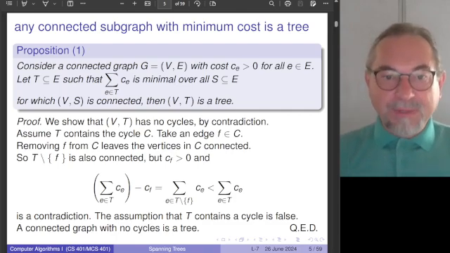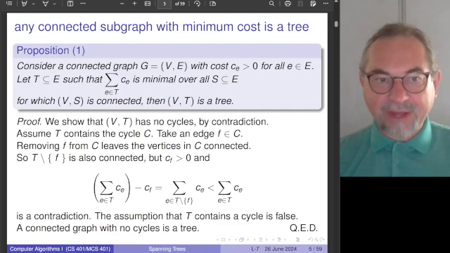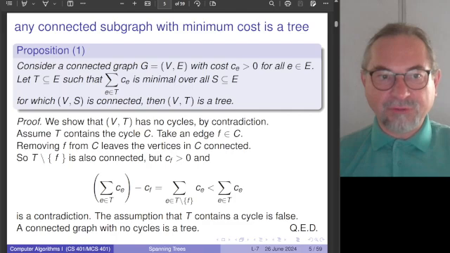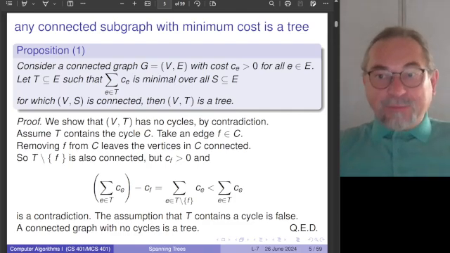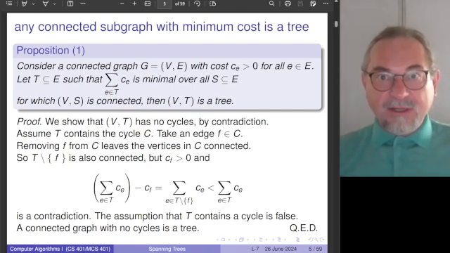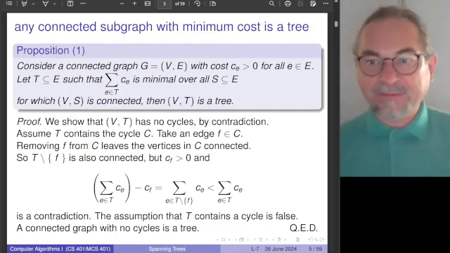Okay, so if we can prove that the selection of edges has no cycles, then we are there, because the main constraint on T was that the graph was connected. So the subgraph defined by T is connected. If we show that T has no cycles, then we are done. The idea of the proof is very simple. Suppose there is a cycle, then you can actually remove one of the edges and still maintain connectivity.